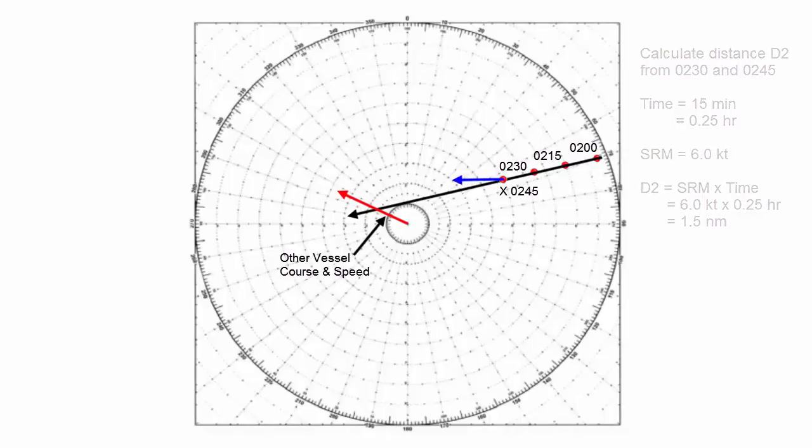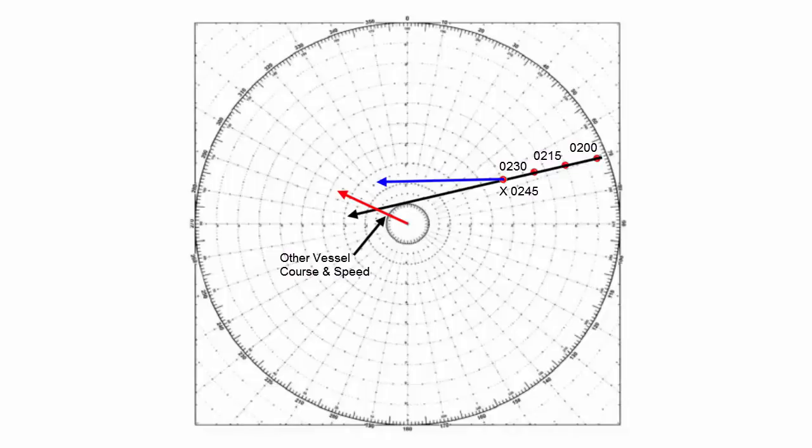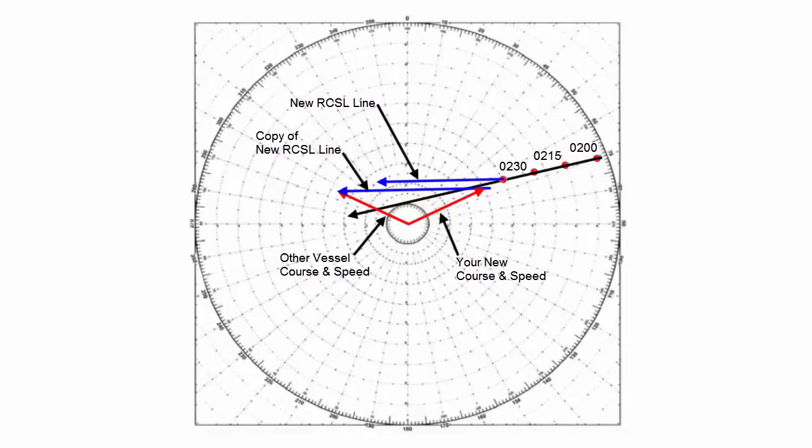Draw a new RCSL line between point X and tangent to the 2 nautical mile circle. Now calculate the course change that you need to make to increase the CPA to 2 nautical miles as follows. Draw a copy of this new RCSL line through the arrow point of the other vessel's course and speed vector. Draw your vessel's new course and speed vector on a heading that allows its 4-knot length to start from the center of the maneuvering board and touch the copy of this new RCSL line. This point will occur where the copy of the new RCSL line intersects the 4-knot circle of the maneuvering board.